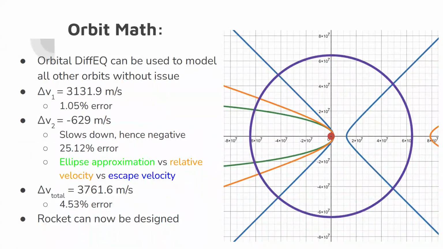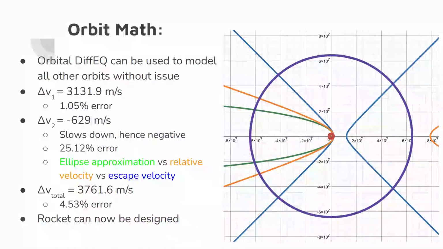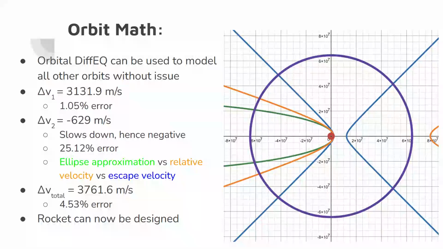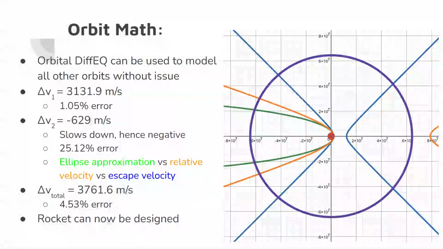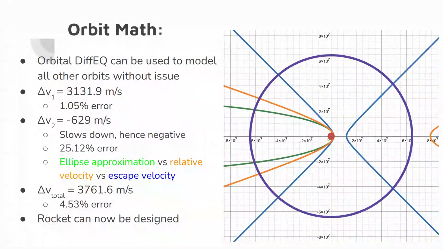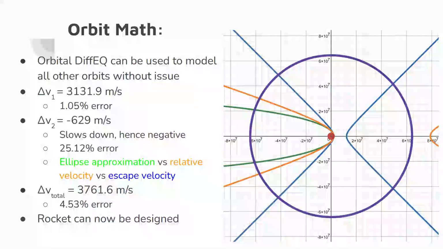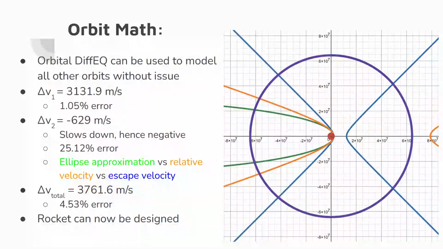So when I did the delta V values for all of these different orbits, for the first one, I got, as I said, 3,131.9 meters per second, which had a percent error of 1.05%, which I'd say is fairly accurate. The second one, which was based on the slowing down from the hyperbolic orbit to the lunar orbit, was negative 629 meters per second, the negative being because that's slowing down. And that had 25.12% error, which obviously is very bad.